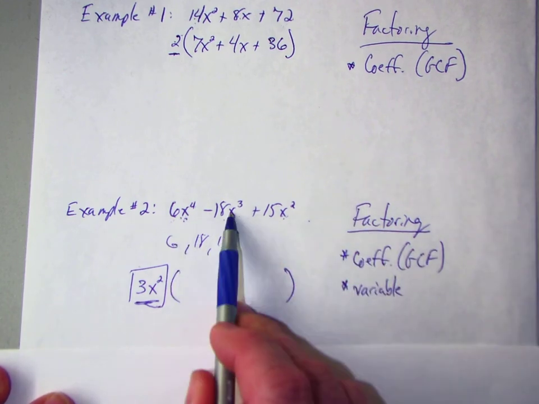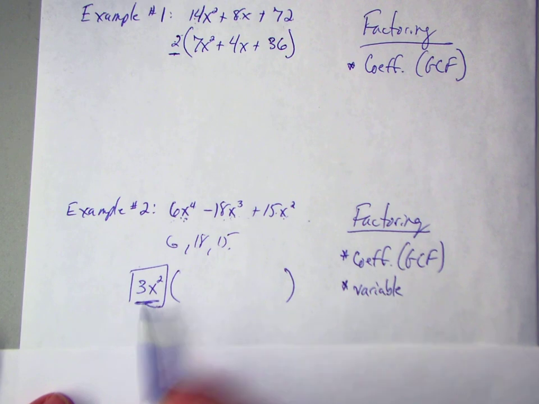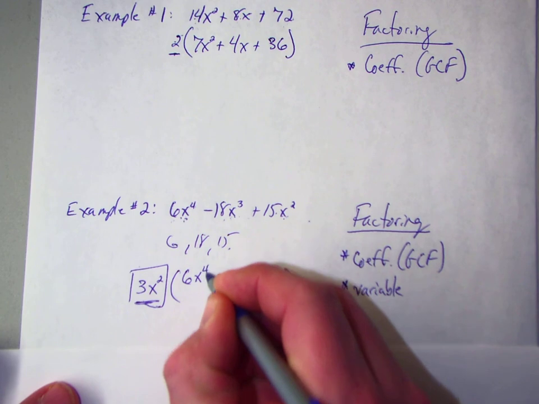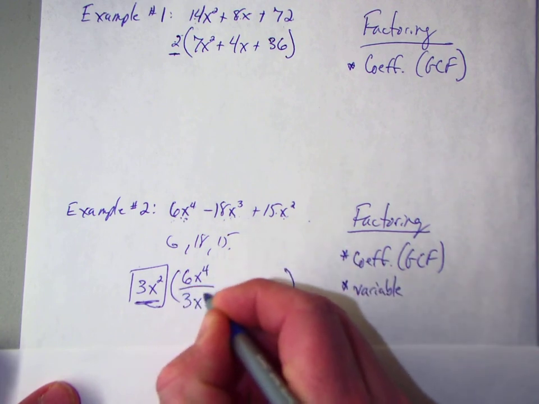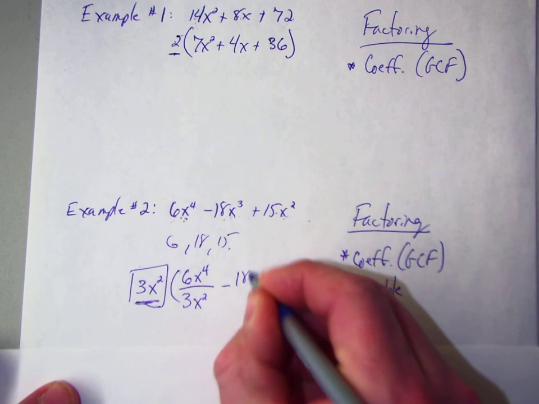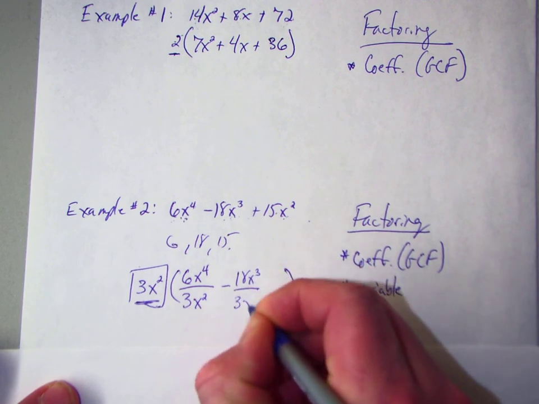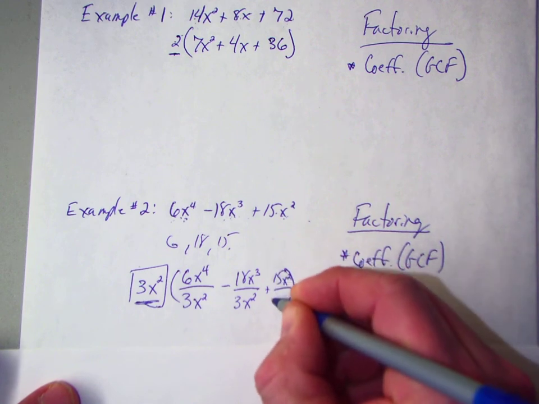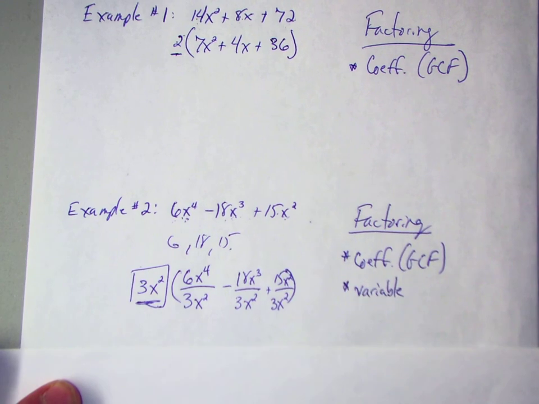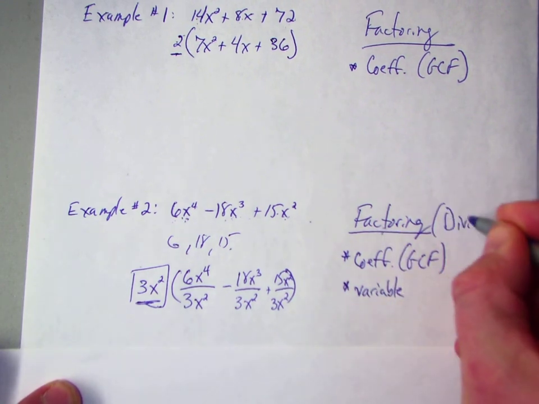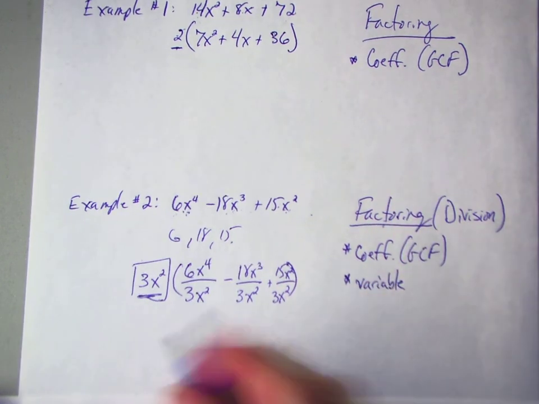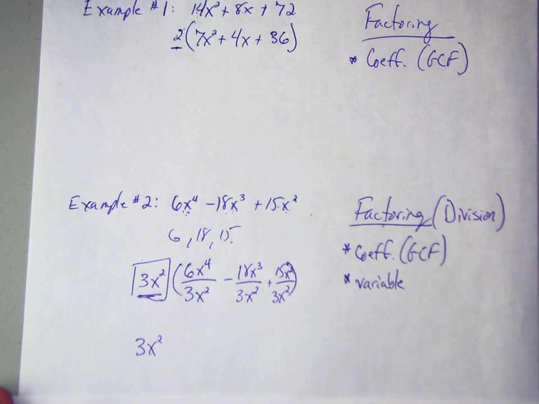So what we're going to do now is take each of these terms and divide by 3x squared. All right, so really this is what we're doing. We're taking 6x to the 4th and dividing by 3x squared, minus 18x cubed divided by 3x squared, plus 15x squared divided by 3x squared. When you're factoring, factoring means division. So you always write out the monomial that you're dividing each term by in the front, and in the parentheses is what we have left over.